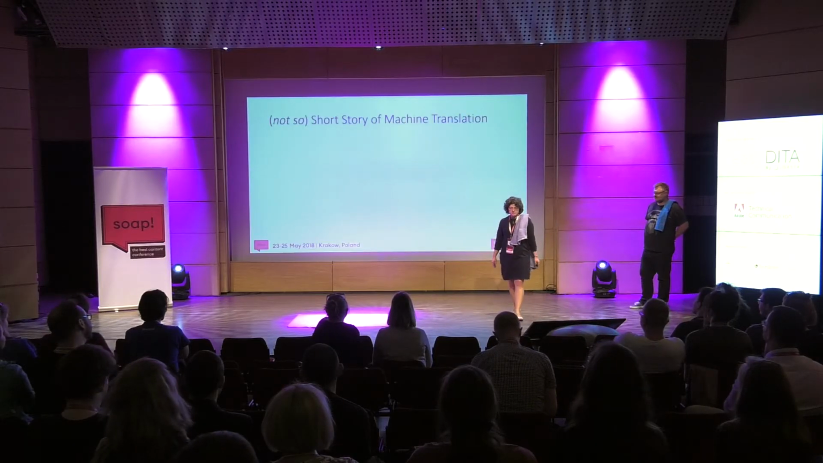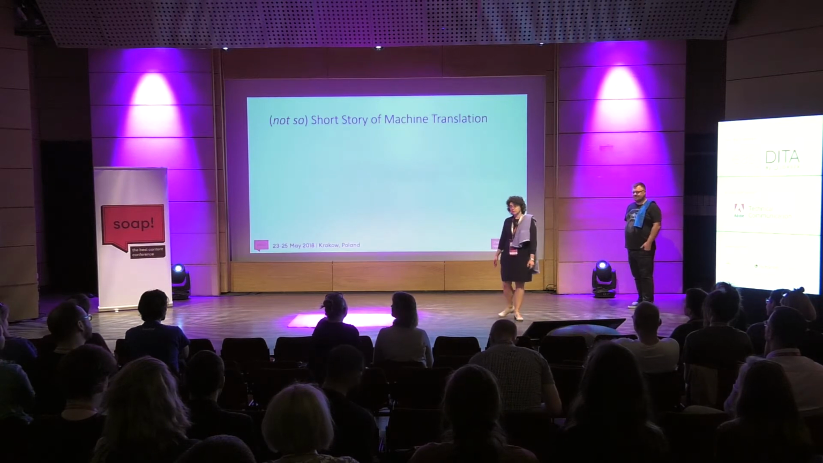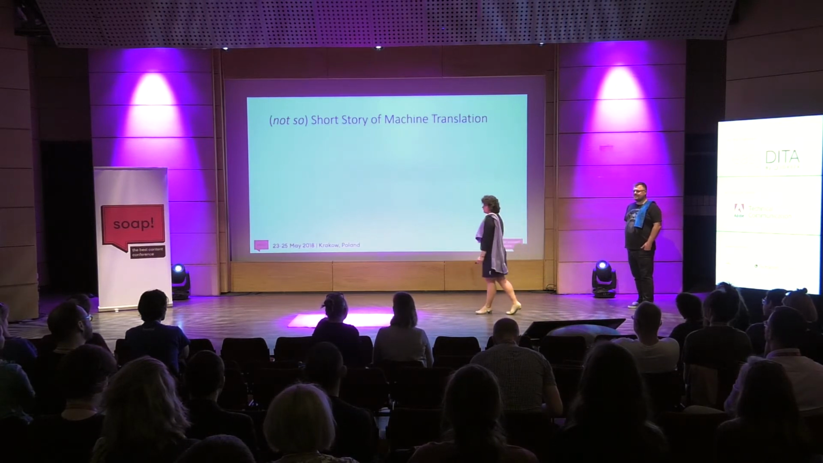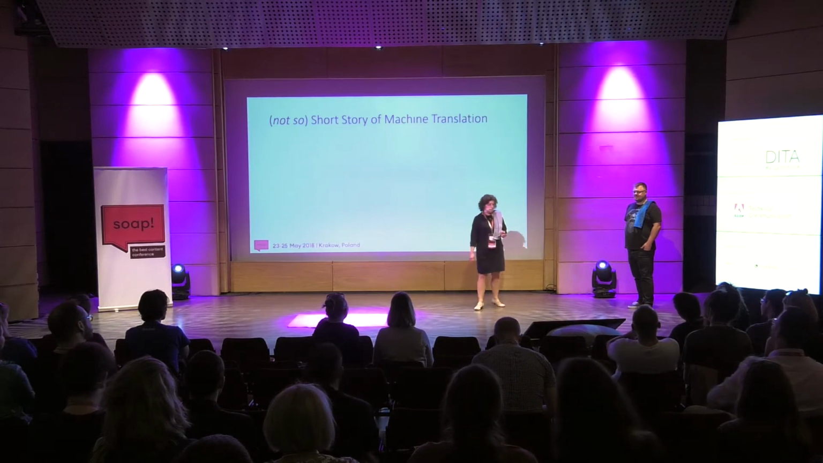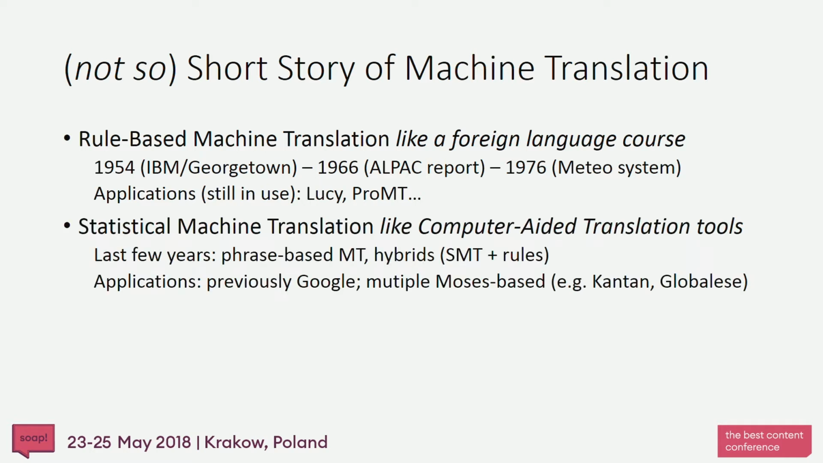And I will now start with a really short story of machine translation. The history of MT is not that short after all, but I will try not to bore you. It all started a really long time ago, in the 50s, with so-called rule-based machine translation. No theory here. It's just like you learn a foreign language in a course. That's how people started with machine translation, trying to teach a machine some grammar rules and dictionaries. In short, it was not as effective as everybody wanted.